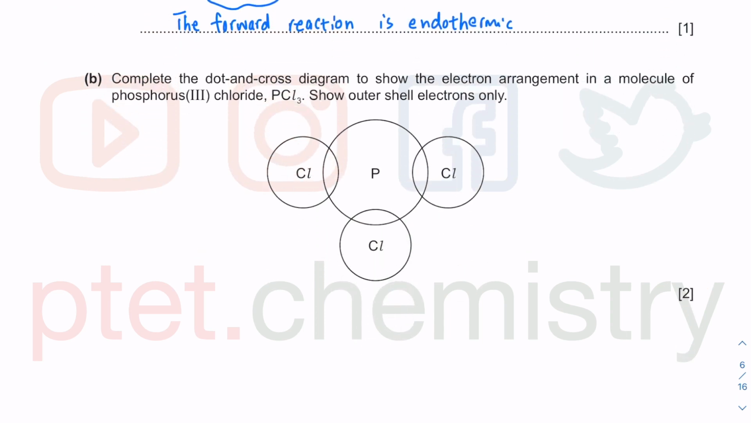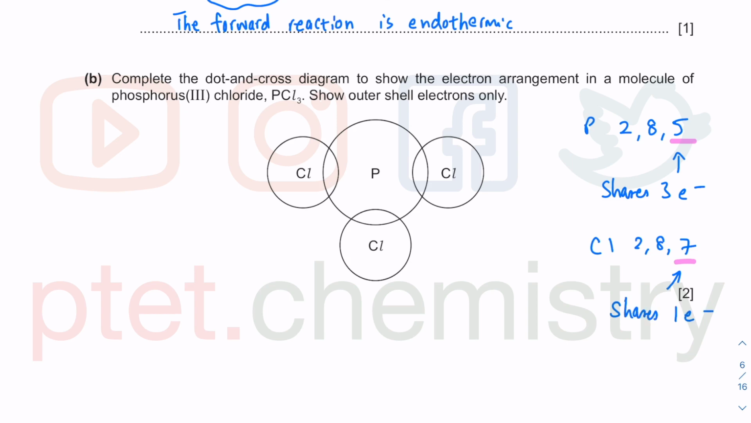2 marks. Next question. This is PCl3 dot and cross. Phosphorus 2,8,5 electronic configuration, 5 electrons in the outer shell. You want to share 3 electrons in order to complete the outer shell. Chlorine 2,8,7, you just want to share 1 electron to complete the outer shell.